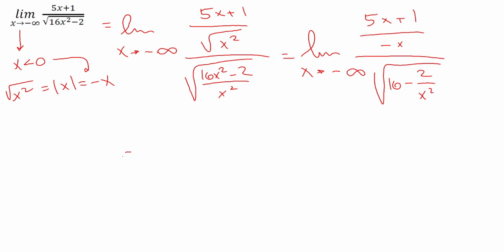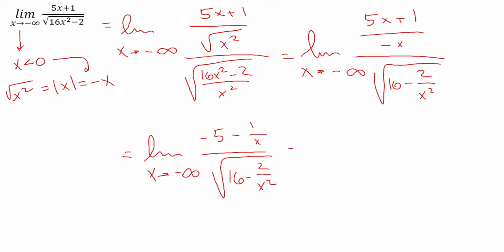So now we can do the division in the numerator, giving us the limit as x approaches negative infinity of negative 5 minus 1 over x, still over the square root of 16 minus 2 over x squared. And the 1 over x goes to 0, just like the 2 over x squared goes to 0, and we're left with negative 5 over the square root of 16, which is 4. So we get negative 5/4.